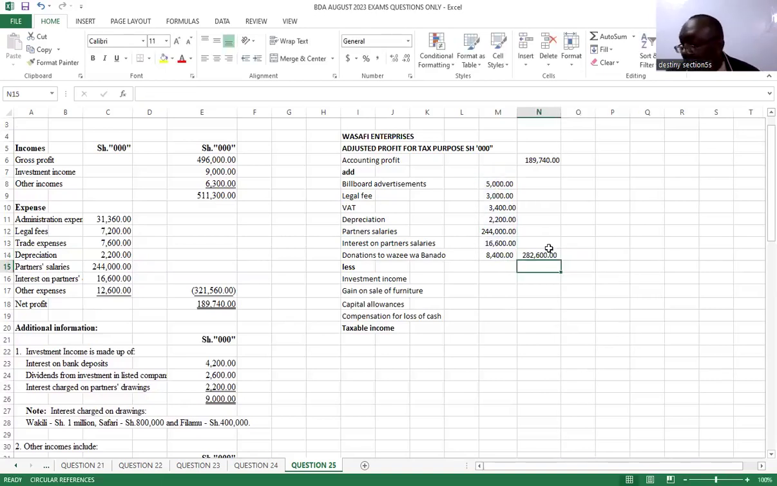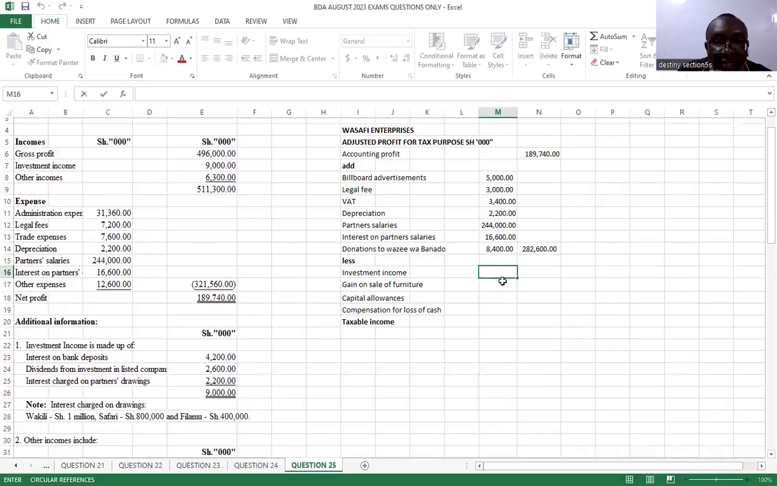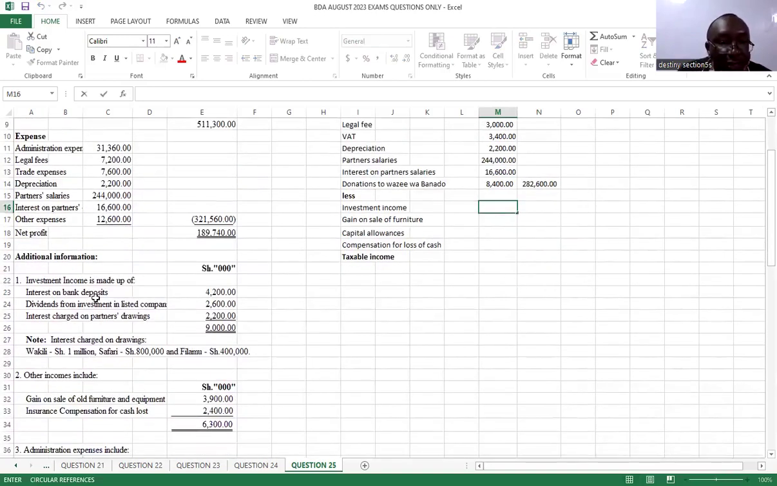Higher. Then we raise those items that were recognized as incomes, but they should not have been recognized as income. So this one, in the investment income, the whole of it, this 9,000 should be brought there. Then gain on sale of furniture, this one, because they are not in the business on that.